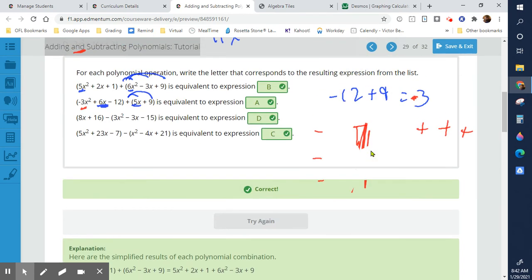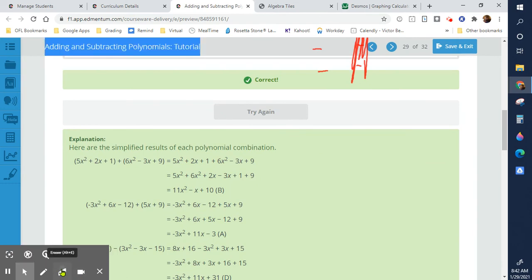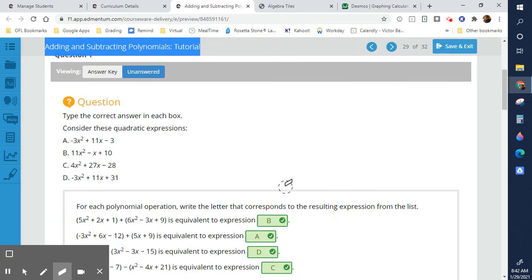Oh, I don't know where these came from. I thought I deleted everything. Okay, well, they're gone now.